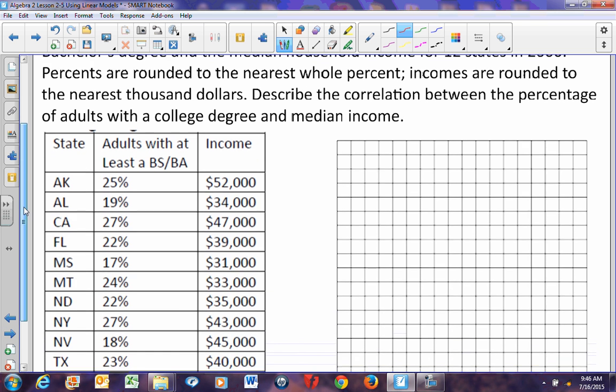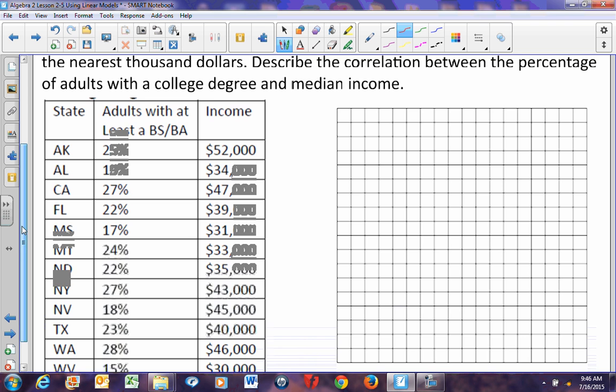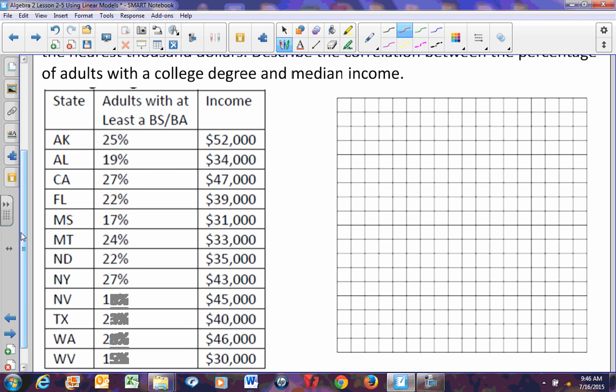All right, so here is our lovely table. We've got Arkansas, Alaska, California, Florida, Mississippi, Montana, North Dakota, Nevada, Texas, Washington, and West Virginia. So, adults with at least a BS or BA, that's one value, and the income is the other value. We're going to use this as our X value, and this is our Y value right here.